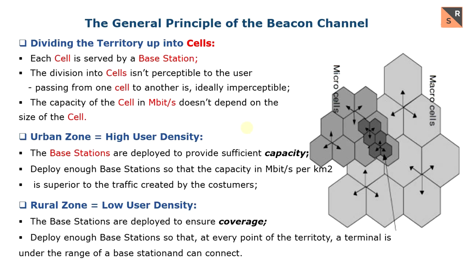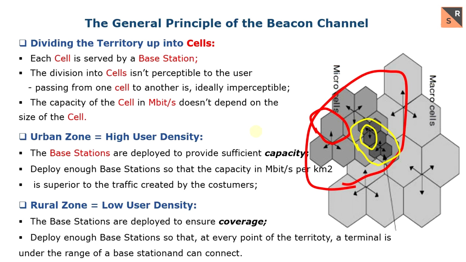What we could show with a small mathematical model is that the capacity of a cell, that is, the number of megabits per second that one can transmit per cell, does not depend on the size of the cell. In the urban areas, there is a high density of users. In this case, the base stations are deployed much more densely because there is a problem of capacity. The operator should deploy enough base stations so that the capacity in megabits per square kilometer is superior to the traffic created by the customers.